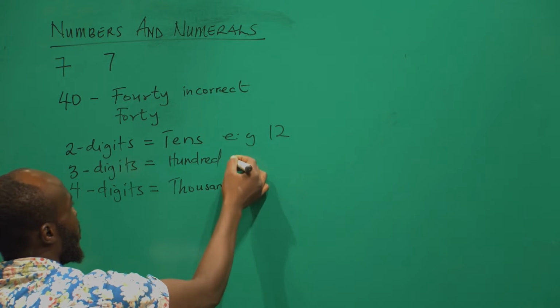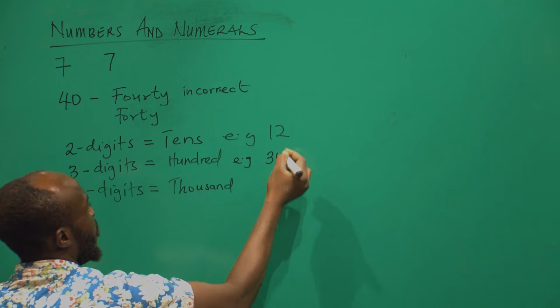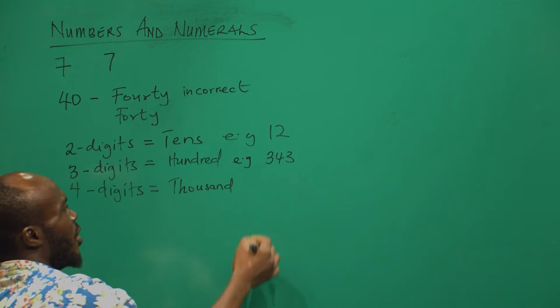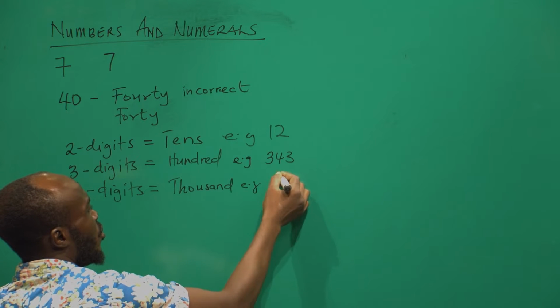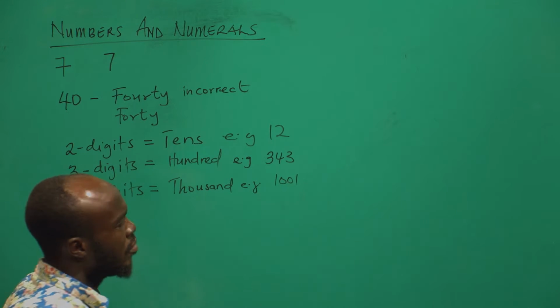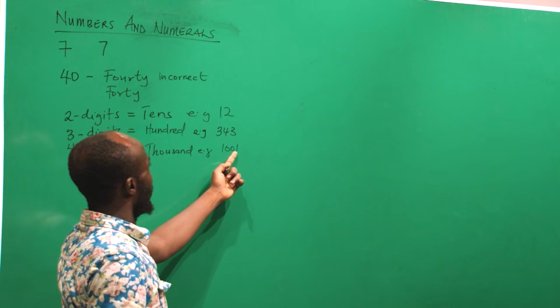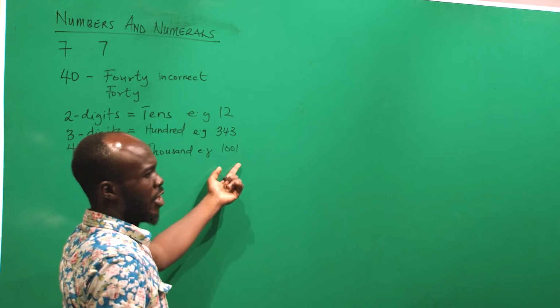Then 3 digits gives us in 100. So an example is this. So ones, tens, hundreds. So this is what? 300 and what? 43. And the example of the thousands also gives us this. So we could see that the digits are 4. 1, 2, 3, 4. So ones, tens, 100, 1,000. So this is 1,000 and what? 1.